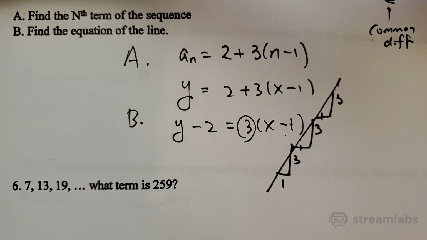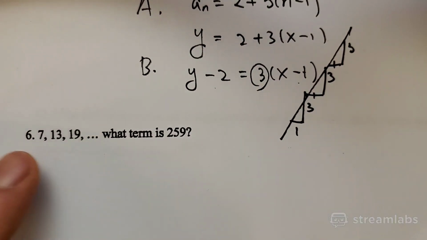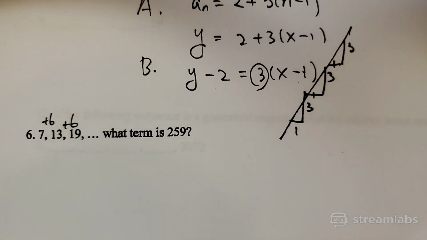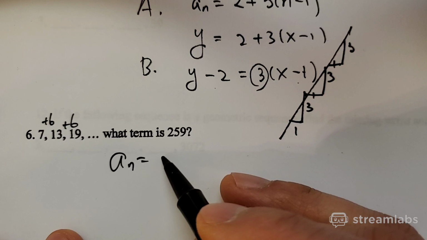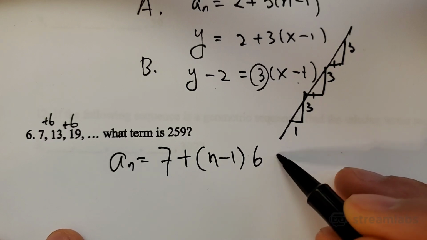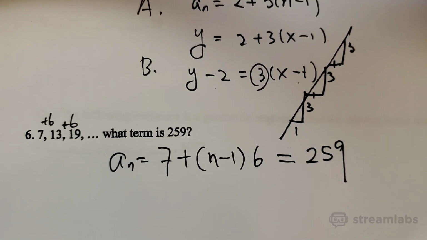Take a look at number 6, if you can comprehend it. So check the pattern here. Plus, what's this? Plus 6 each time. So when you set it up, your equation will be a_n equals to what? First term 7 plus n minus 1 times the difference, which is 6, right? Like this. And you want to know which term is 259, correct? Still okay?